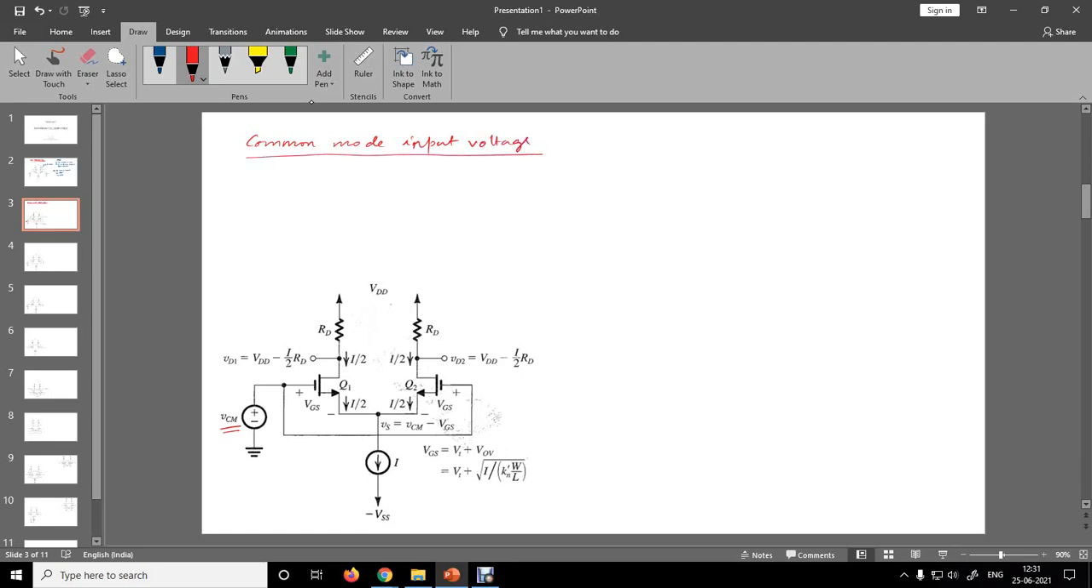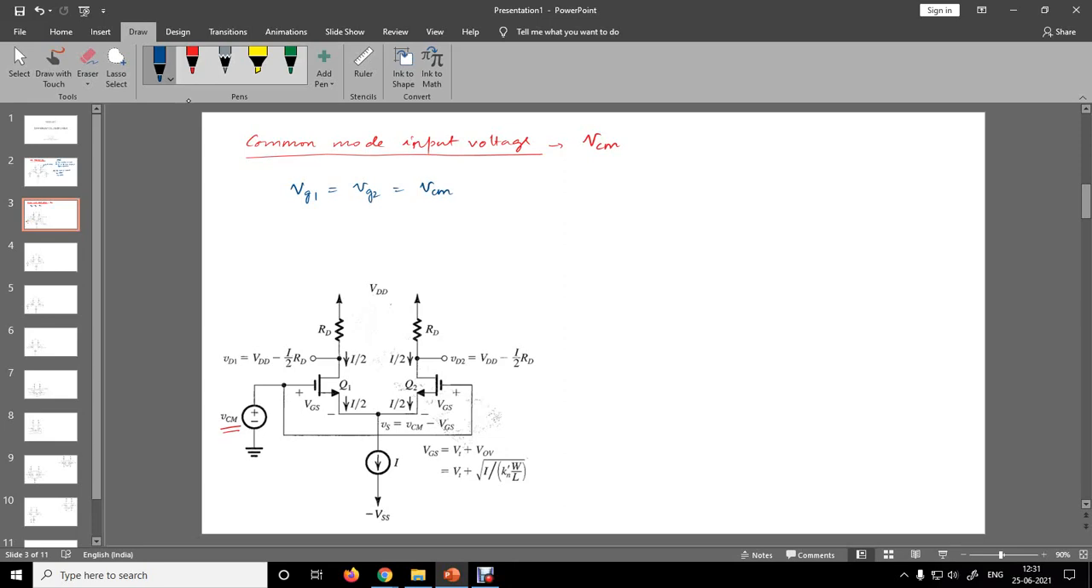I am giving a common mode input voltage. That voltage is VCM. Now if I draw some conclusions from this diagram, I can write VG1 is equal to VG2 is equal to VCM. Obviously both the gate voltages are given VCM.